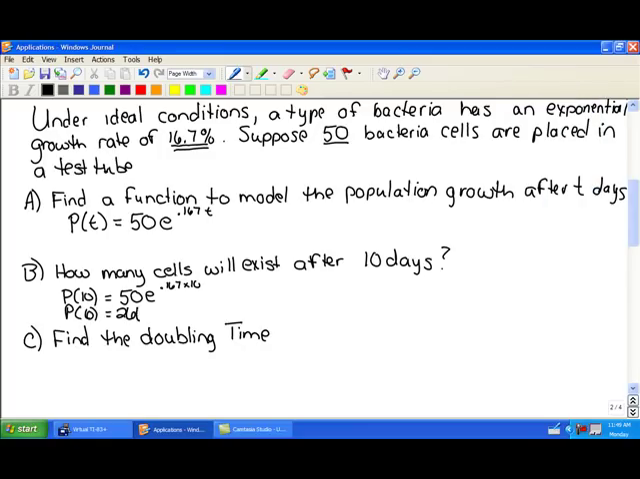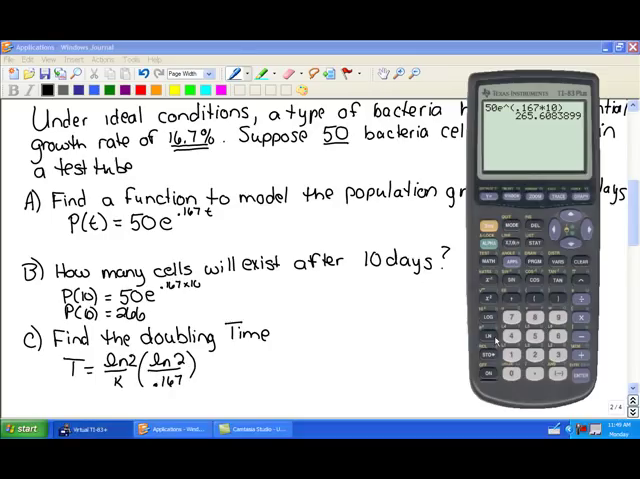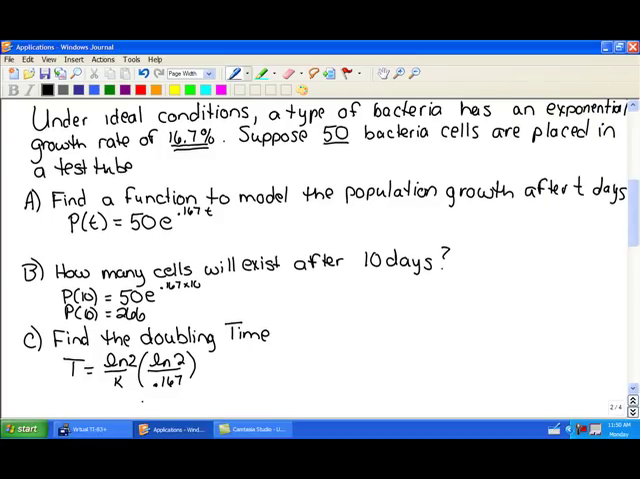266 cells. To find the doubling time, remember that the doubling time is always going to be the natural log of 2 divided by our growth rate, or in this case, it's going to be the natural log of 2 divided by the 0.167. So if we plug that into our calculator, the natural log of 2, closing the parentheses, divided by the 0.167, the doubling time for this bacteria is going to be 4.15 days.